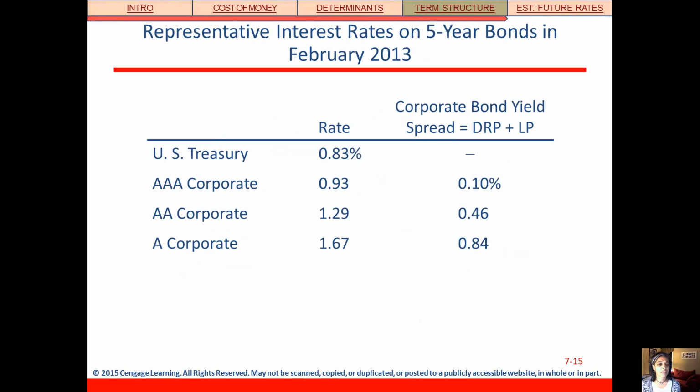So here are some representative interest rates as of February 2013. The U.S. Treasury rate was 0.83%, and AAA corporate bonds, the highest quality corporates, were at 0.93%. Again, these are very low interest rates. AA was 1.29 and single A 1.67. So you see the interest rates rising, and you see the spread rising as the quality of those corporate bonds falls.